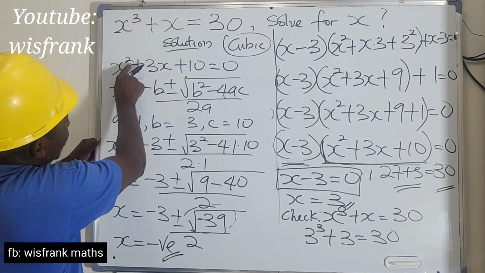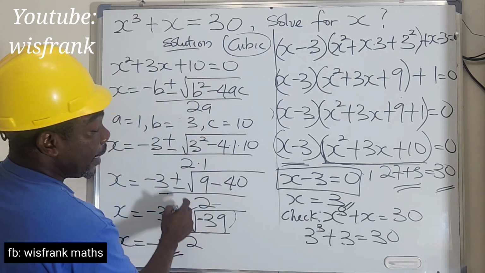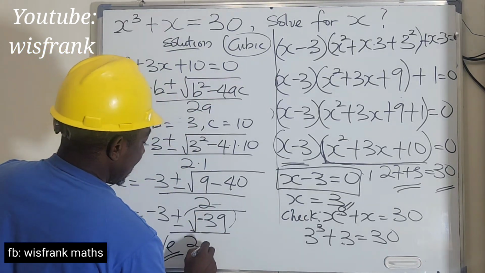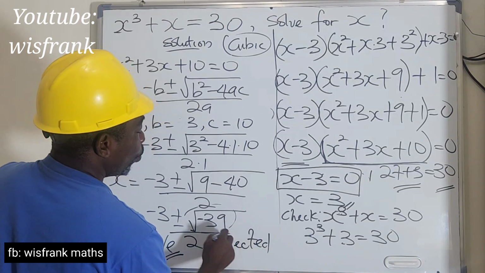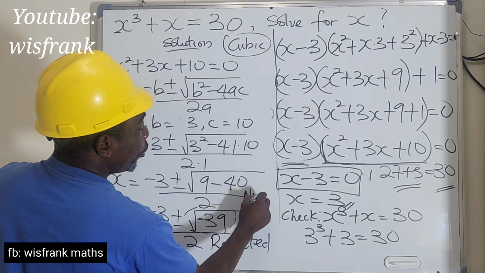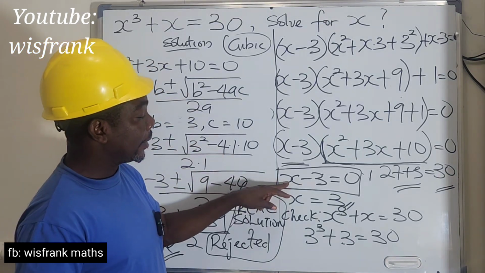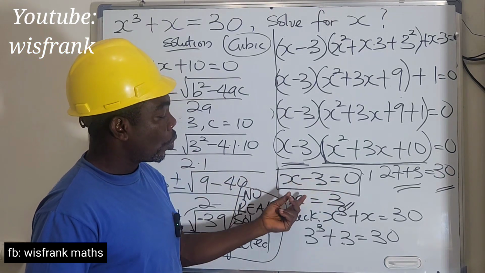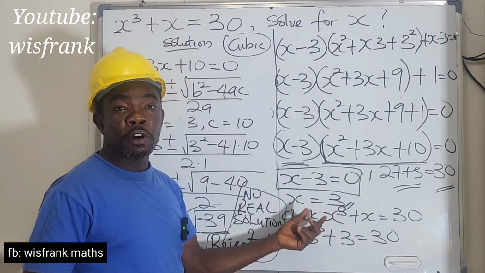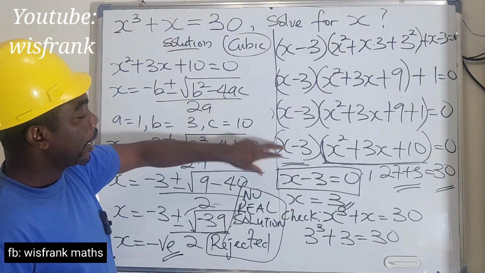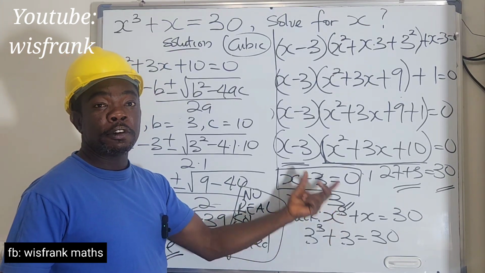Therefore, x² + 3x + 10 = 0 is not accepted. This answer is rejected because it is a negative value. There is no real solution for this factor. Therefore, our x - 3 = 0, where we landed at x = 3, is the only factor of this cubic equation which gives us the right answer, and that is the right answer for this cubic equation.